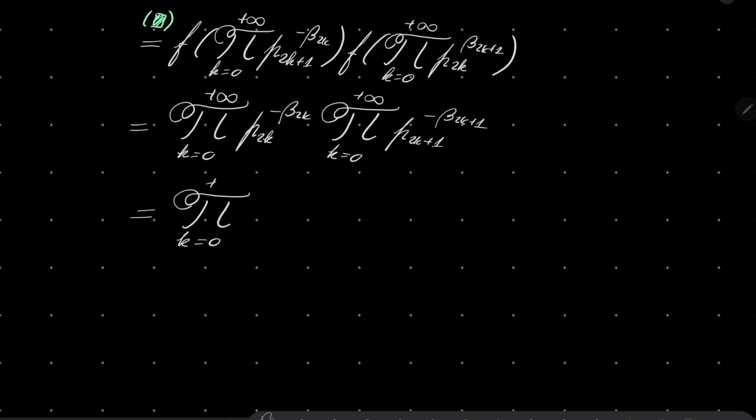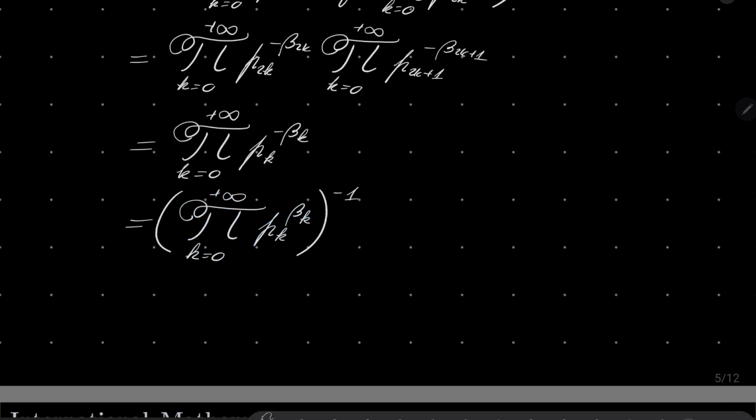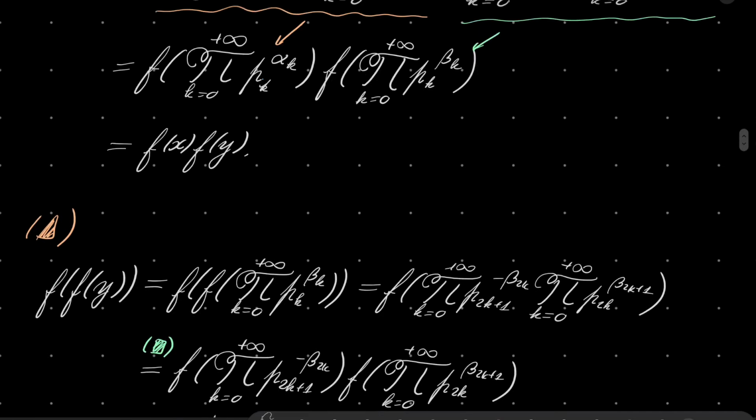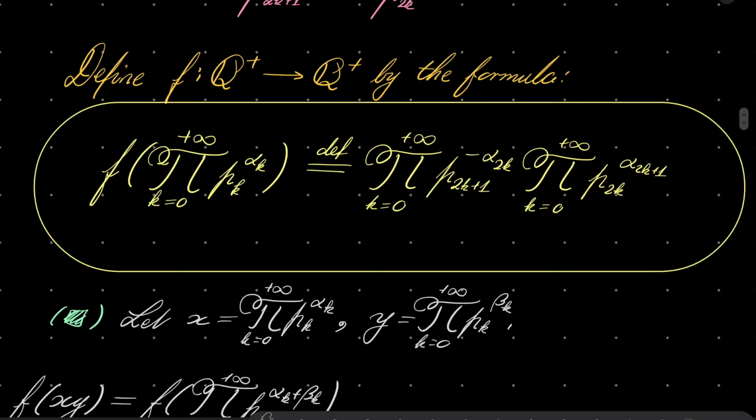Product of pk to the power minus beta k. And this is exactly the same as the product of pk to the power beta k, all to the power minus 1. And this is exactly y to the power minus 1, so 1 over y. So indeed, our function satisfies also the second condition. So it satisfies both square and triangle. Our construction was in fact correct and it is finished.